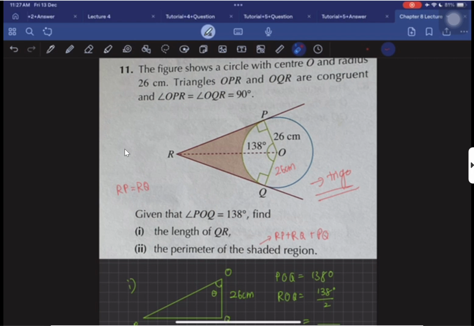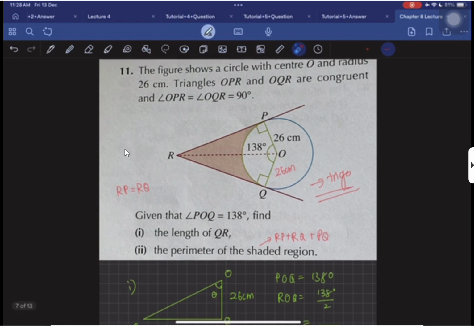Okay, so I believe that this diagram is actually very common for this chapter, and you're probably gonna see this a few times. It can seem quite complicated, but just practice a few times. I think 1 or 2 times you should be able to get a grasp of this. Okay, so this basically consists of two congruent triangles. So the two congruent ones would be OPR and OQR.